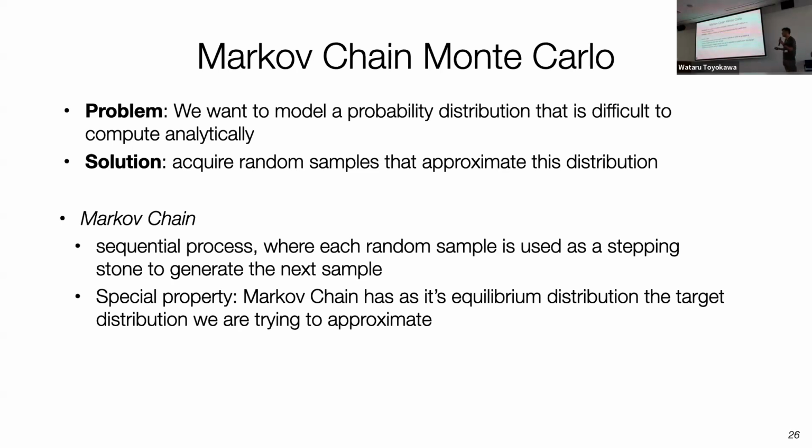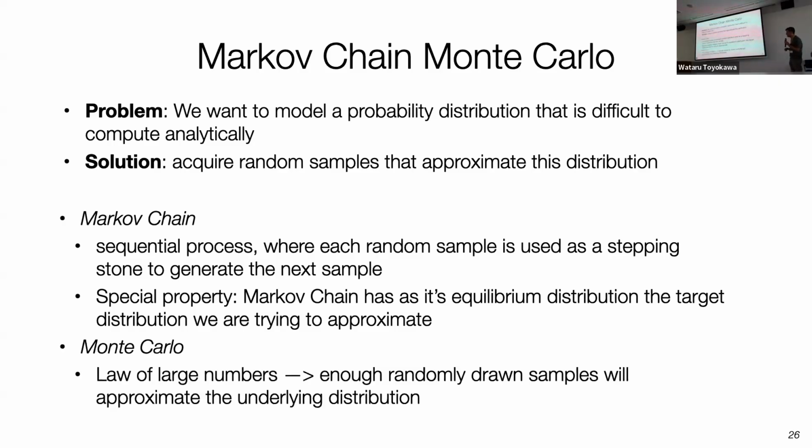Here we essentially define a sequential process where each random sample is used as a stepping stone to generate the next sample. Okay, and this has a special property: the Markov chain has as its equilibrium distribution the target distribution we're trying to approximate. And then the other part is the Monte Carlo principle, the law of large numbers, that enough randomly drawn samples will approximate the underlying distribution.